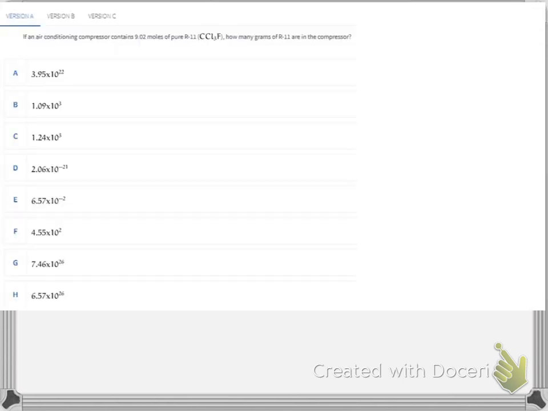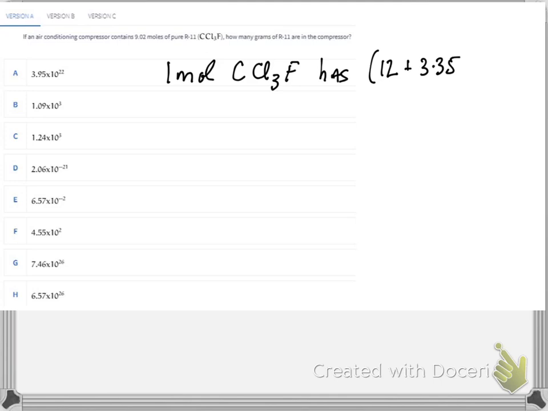Okay. So now we're given the number of moles, and we want to know how many grams of CCl3F that corresponds to. First we find out how many grams are in 1 mole of CCl3F. We add this up: 12 plus 3 times 35, 3 chlorines plus 1 fluorine, and we get 136 grams per mole.